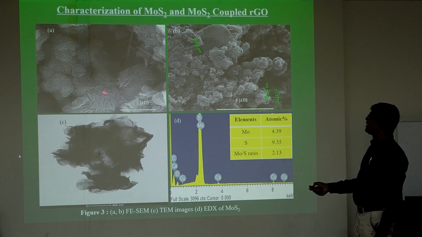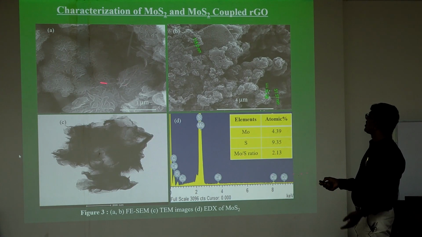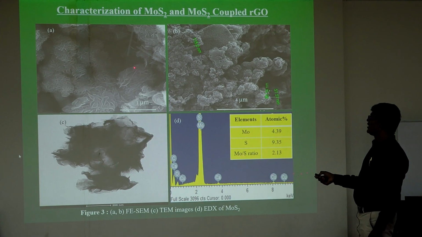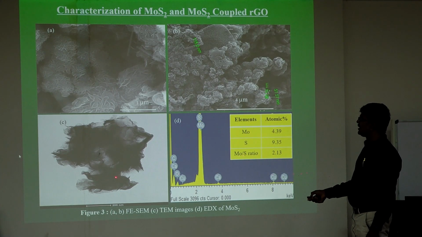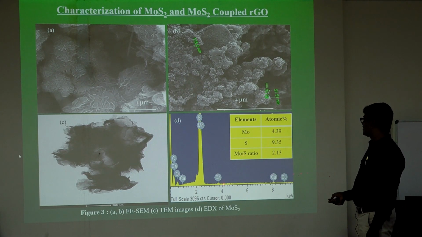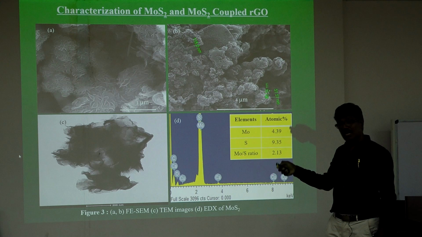So we can see here a flower shape or sheet morphology in this compound. When you look at the TEM, the same surface morphology is there, with more sheets. And in EDX, we can see the compound shows molybdenum, sulfur and some carbon. This is because we are coating the sample in the carbon system.